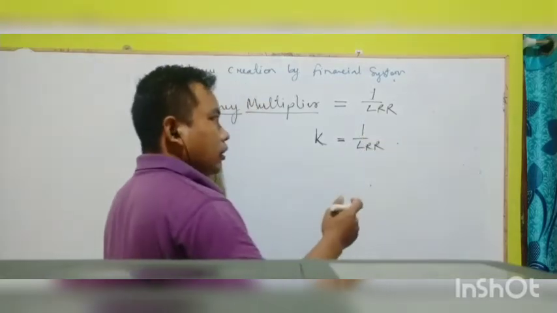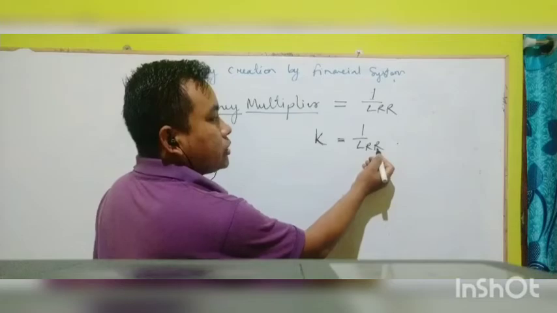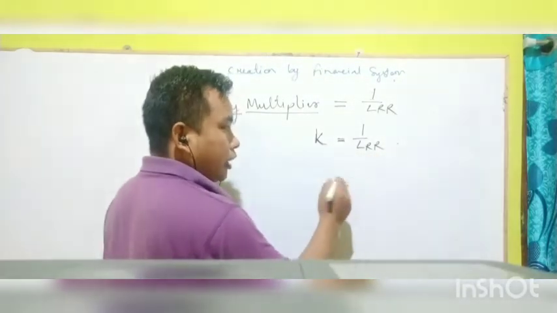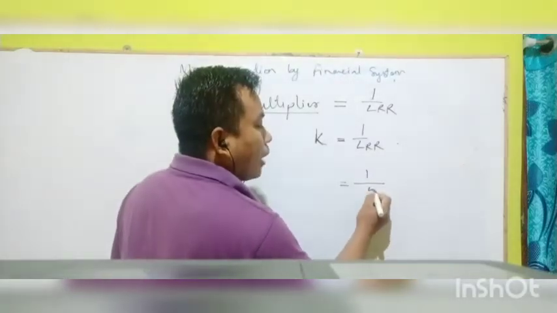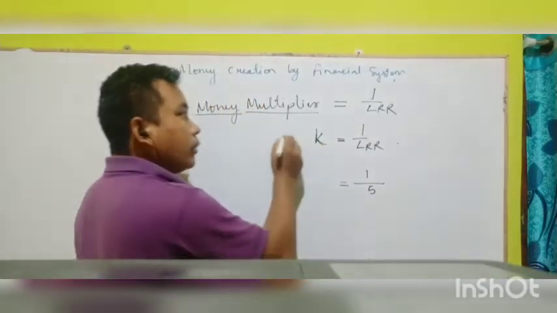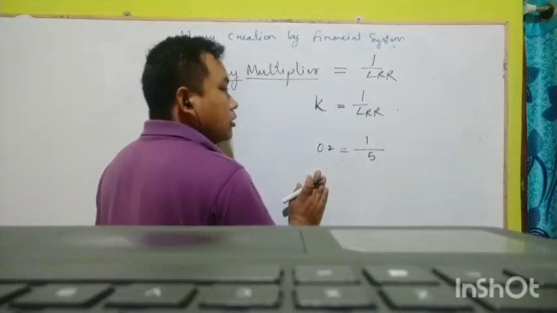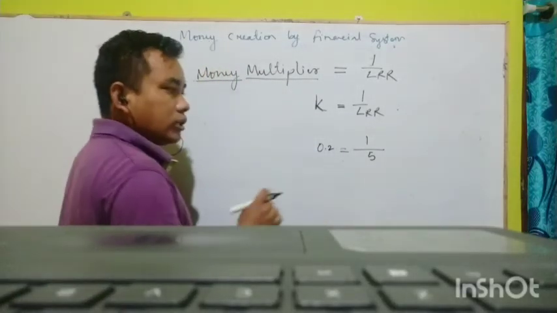How do you get it? Say for example, LRR is 5, take an example. See, 1 by 5, the value of K, the money multiplier, is 0.2.